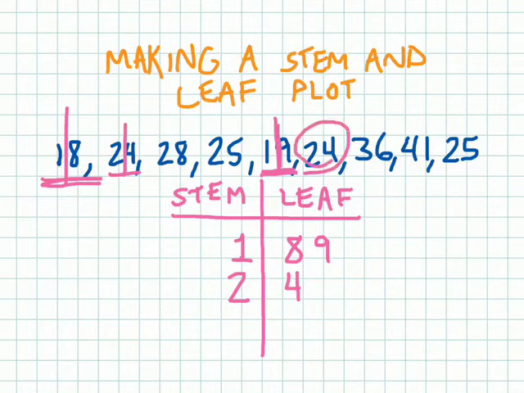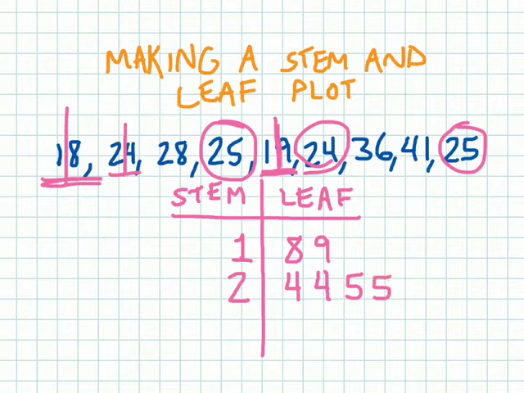Here's another 24. I already have a 24, but I can't just ignore it. The 2 is already there for us, so I'm not going to repeat anything in the stem ever, but the ones place can repeat. So I had 24 before, now I've got 24 again. Then I go to 25, which I'll write by adding a 5 to the leaf. Here's another 25, so I'll put another 5 in the leaf. Here's a 28, so I'll put an 8 in the leaf.